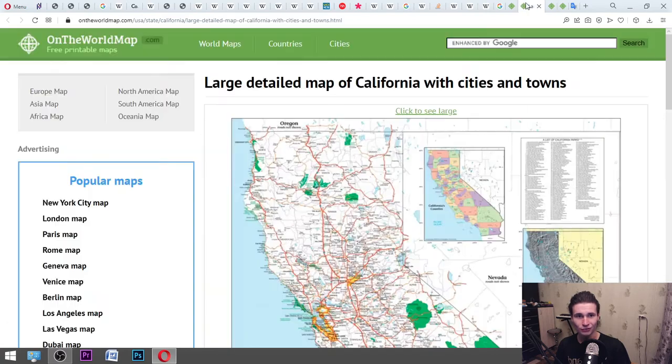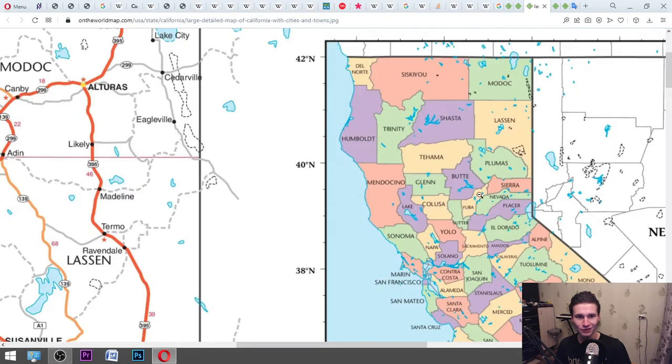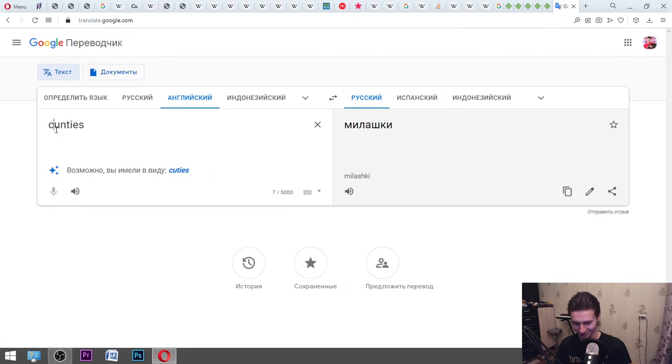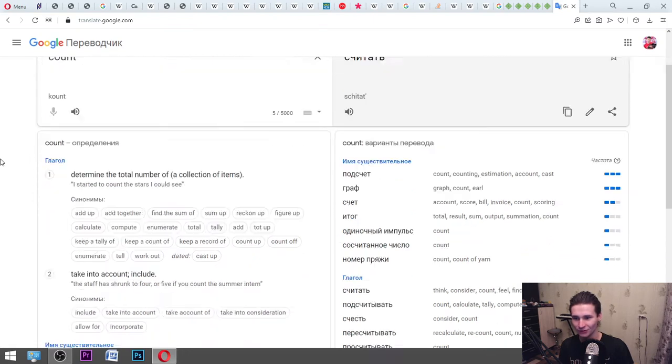what I wrote maybe not correct. It is maybe not a good word. And counties. Okay, sorry. Counties. Grafstva. Really. It is uyezdy in Russian language. It is really like an old word. Count. Okay. Count. What is it?